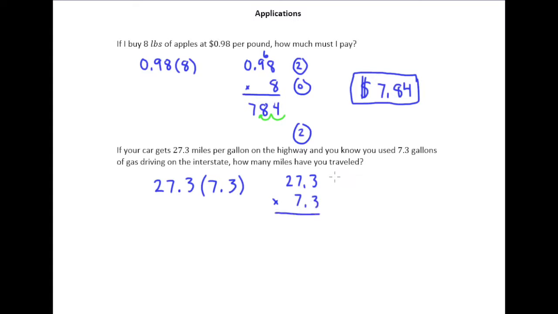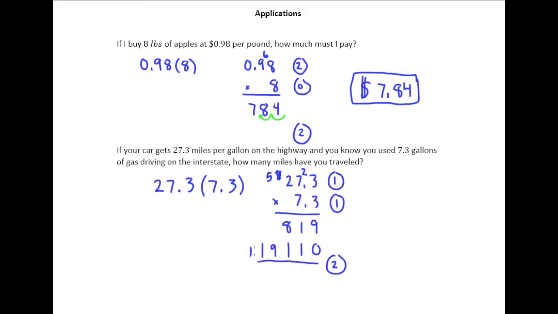I have 1 decimal point here, 1 place to the right of the decimal here. So that'll give me a total of 2 when it's all said and done. But for now I'll ignore those decimals and just multiply. So 3 times 3 is 9, 3 times 7 is 21, 3 times 2 is 6, plus 2 is 8. And then put a 0 here. 7 times 3 is 21. 7 times 7 is 49, plus 2 is 51. And then 2 times 7 is 14, plus 5 is 19.